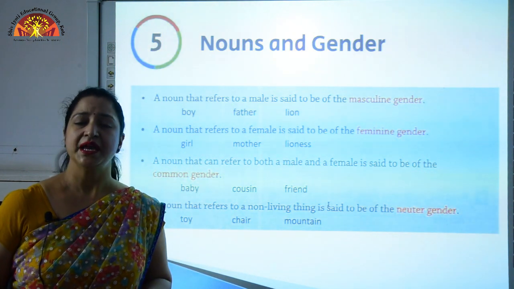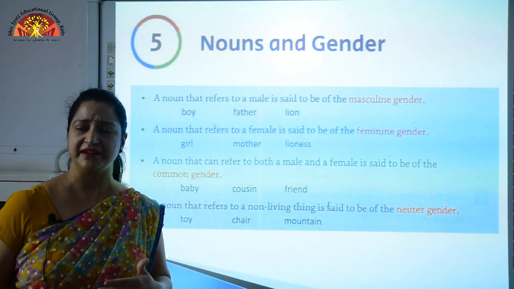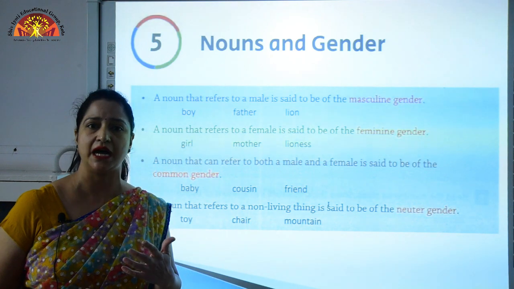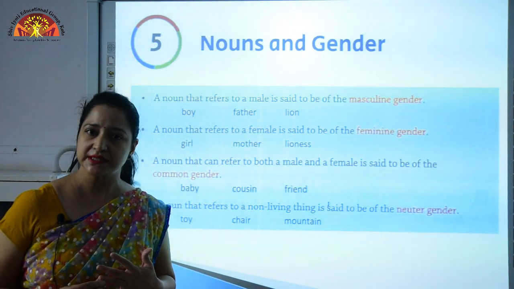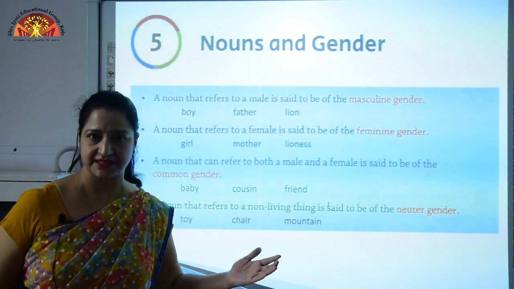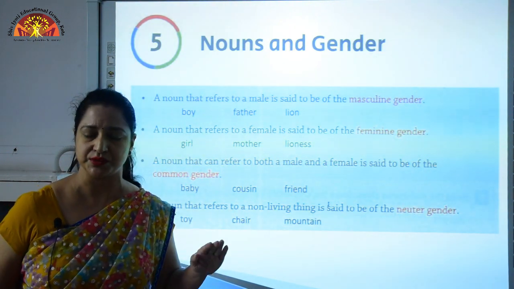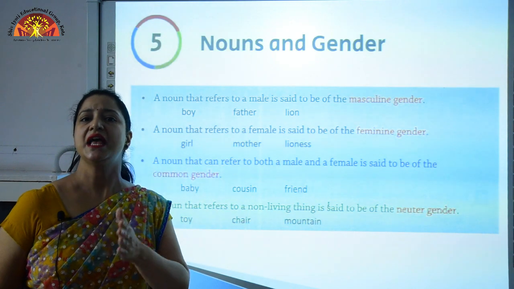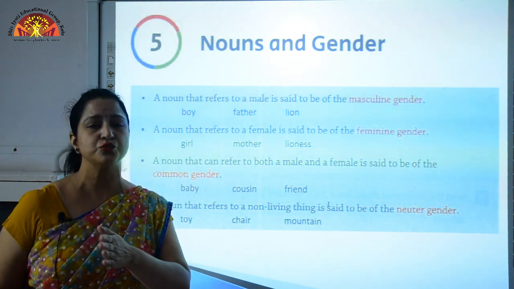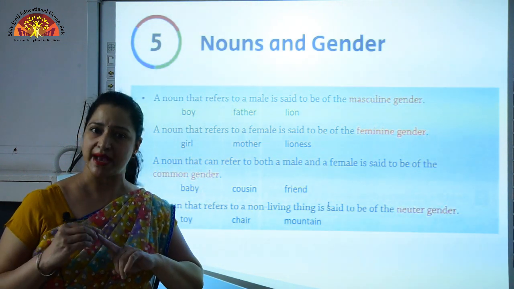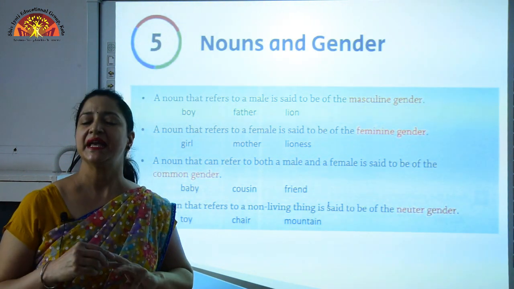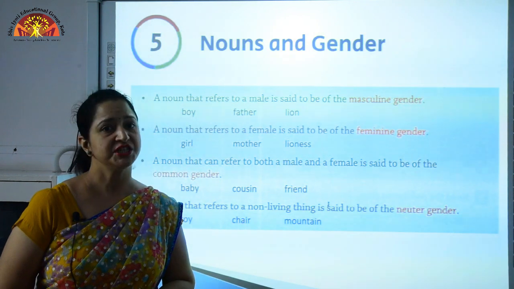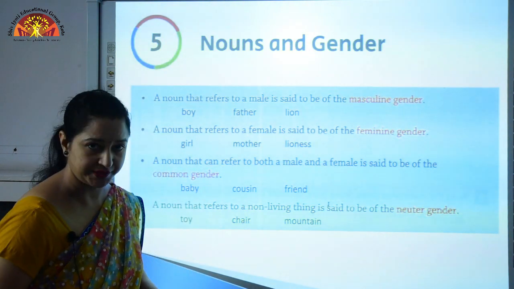Nouns and Gender. But before starting the chapter on gender, I want to tell you what nouns are. We have done earlier in chapter number 1 what a noun is. Nouns are the names of person, place, animals and things. You all know this. Now, according to their physical characteristics and their role in society, these nouns are categorized into 4 genders. First is masculine gender, then feminine gender, then common gender and neuter gender. So in this chapter we are going to learn about gender. So let's start genders.